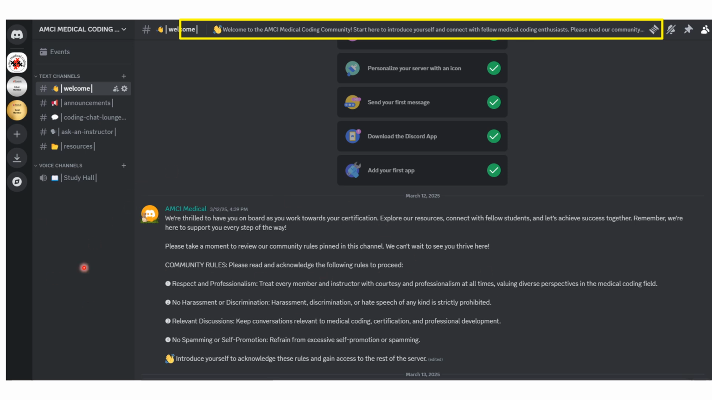All right, so once you land in Discord, you'll come to your welcome page. Read the welcome, follow the instructions. After you are in, you should be able to see options on the left, and you can find your resources here. This is for extra resources. Announcements, check out the announcements, good announcements. Also, if you want to chat with your peers, you can chat here at the Coding Chat Lounge. And if you have a question for your instructor, ask it here.